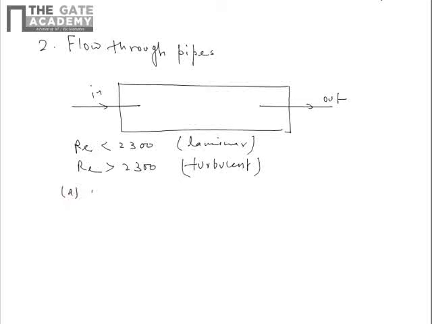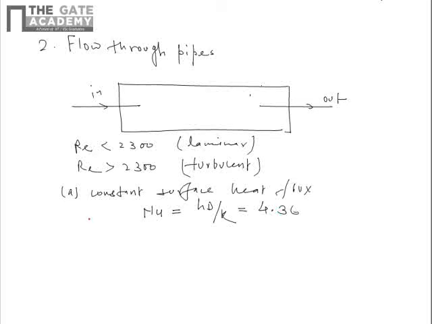Constant surface heat flux, that is, the rate of heat transfer from liquid to surface or surface to liquid is constant. In that situation Nusselt number Nu, or we can say average Nusselt number Nu, is equal to hd upon k, that is nothing but 4.36. This is a constant value when the flow is laminar.